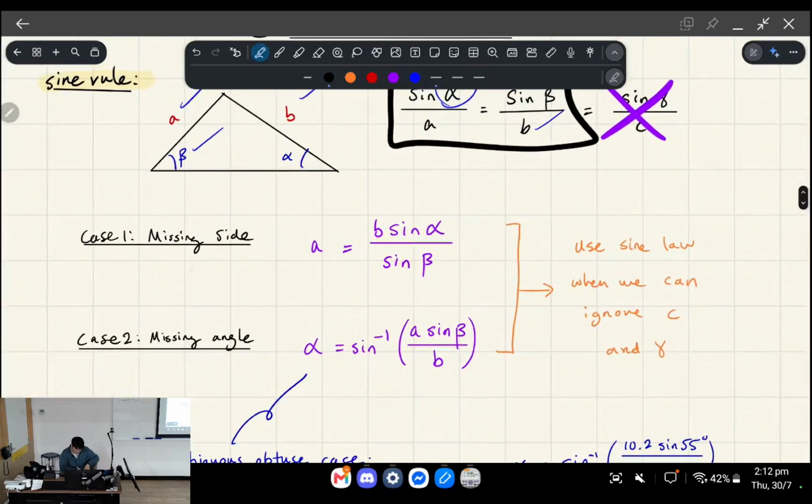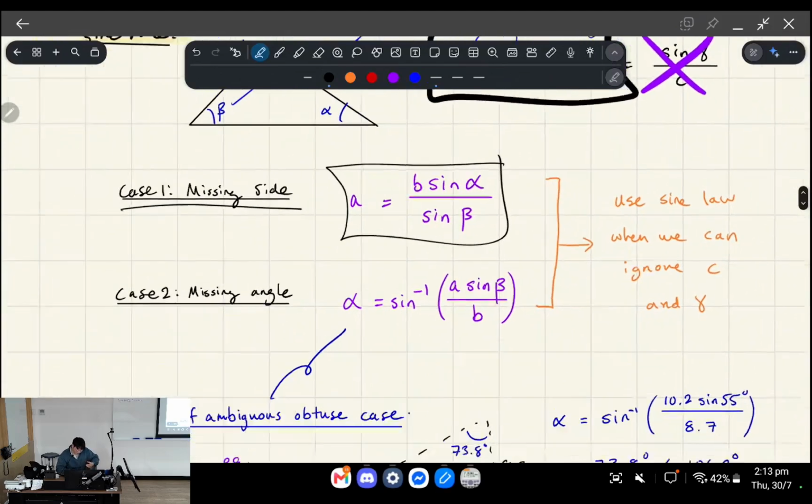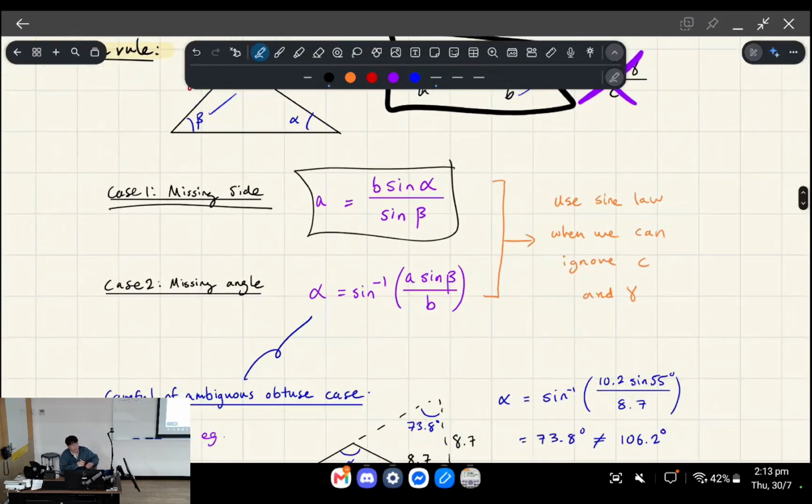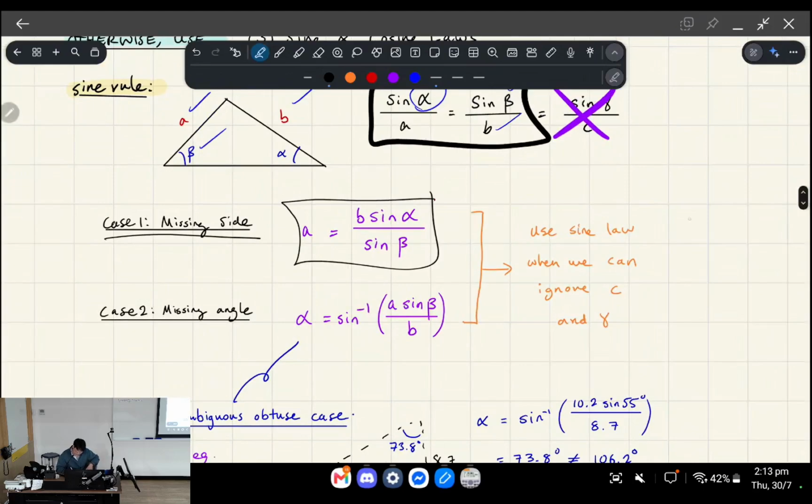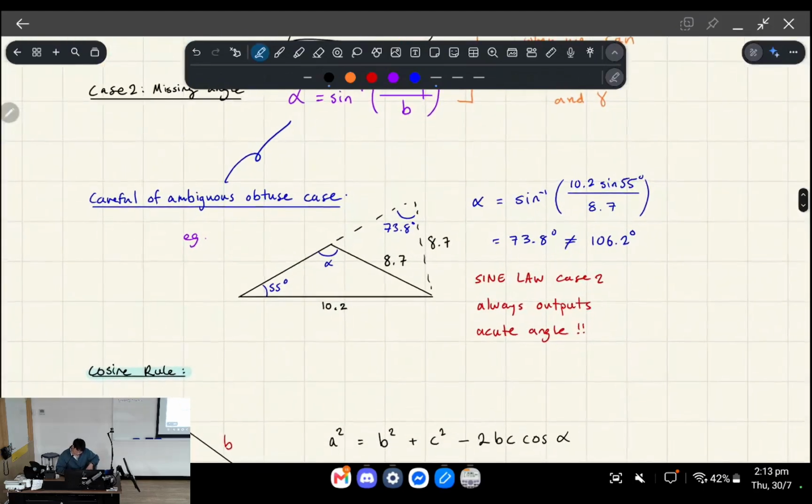There are two scenarios: you might be interested in finding an unknown side, or you might be interested in finding an unknown angle. Finding an unknown side is all good, you're not going to run into any problems. Solving an unknown angle, though, what's going to happen is it always gives you the acute angle, right? So this is a problem in certain scenarios.